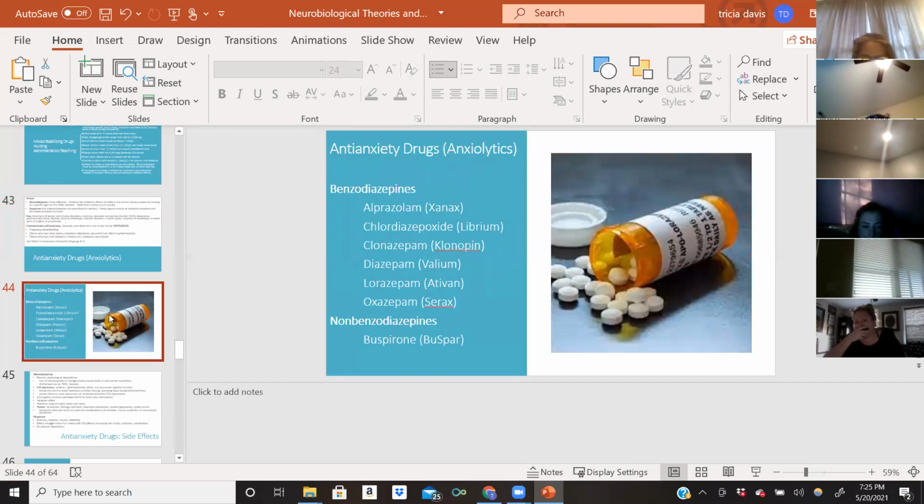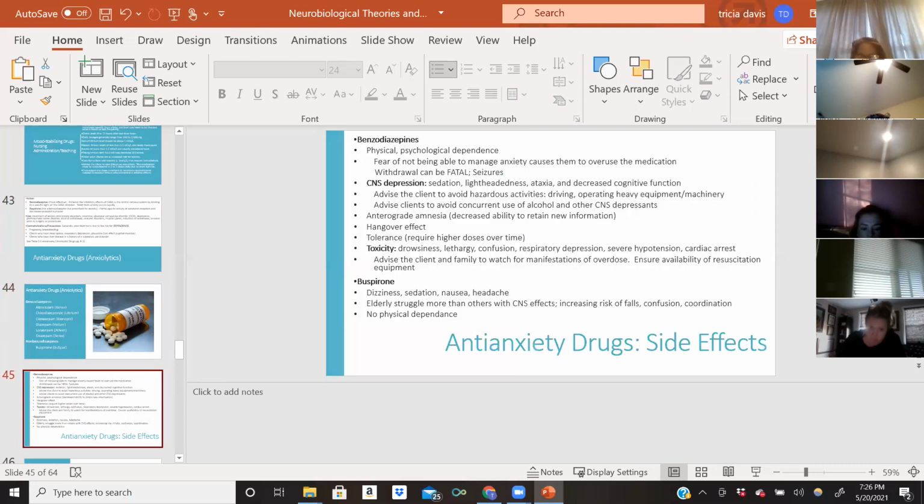All right, so this is going to be your Xanax, your Librium, your Klonopin, your Valium, your Ativan, and your Serax. And then Buspar, obviously, is the non-benzodiazepine. So with benzodiazepines, you have that physical, psychological dependence. A fear of not being able to manage anxiety causes them to overuse the medication. Withdrawal can be fatal. Seizures, so something that you will see if patients are abusing drugs, and they need to come into a rehab center for withdrawal, into a detox center.